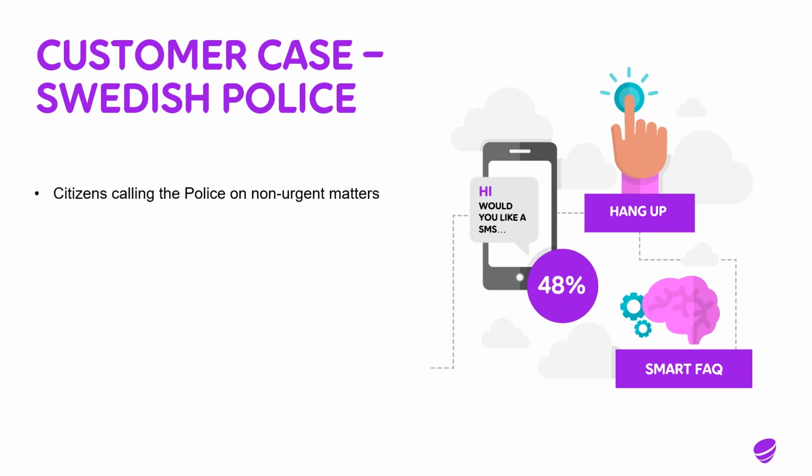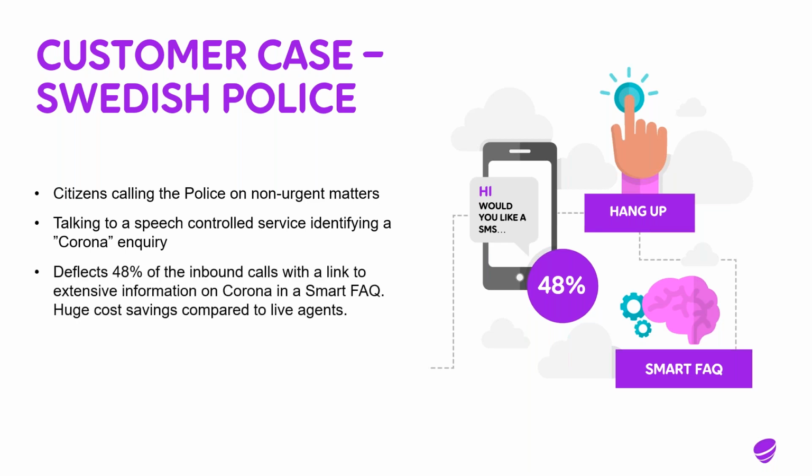But now in Corona times, the Swedish police force was swamped with calls, and we helped them to set up a feature where we could actually identify someone needing assistance regarding Corona questions. And as we can see here in the graph, in that case, we offered them a link where when you click the link, you got extensive information on Corona in a smart FAQ. And 48% of the inbound calls regarding Corona was handled this way.